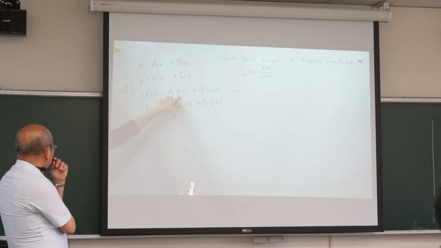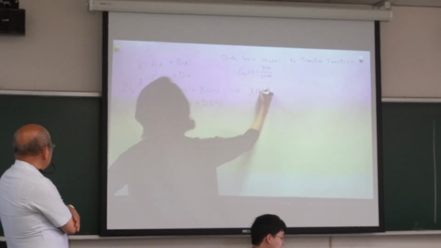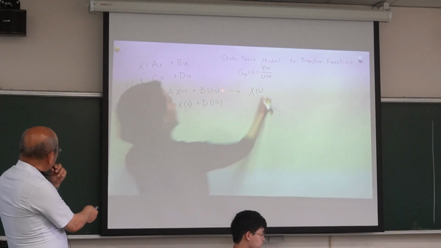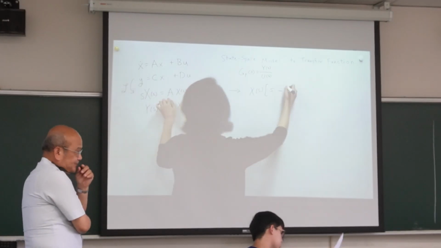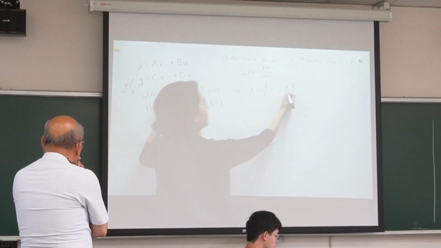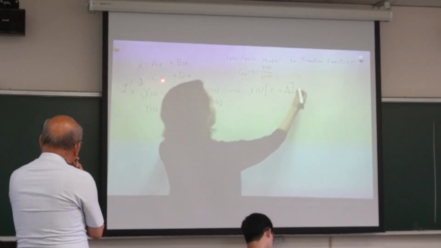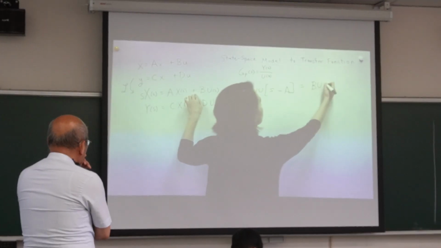Then you can get the Laplace transform. We want to move all the x's to one side, so from this equation we'll have s times X of s minus A times X of s, and over here we have B times u.